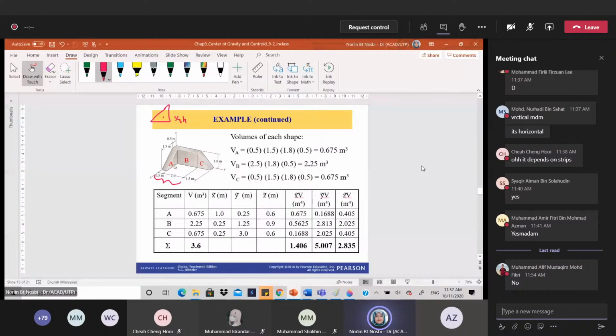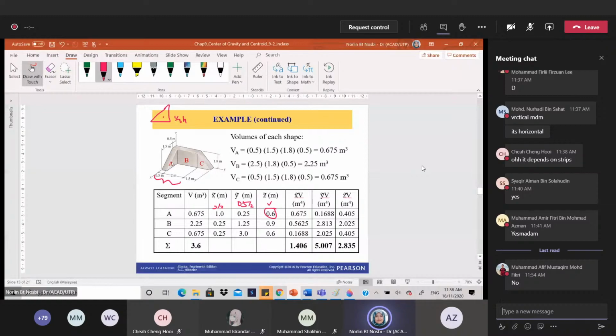Okay. And then how about Y? Y would be half of the 0.5 is 0.25. Okay, it is 0.5 half. Then you will get 0.25. And how about the X? Okay, X is the length is 2, half of the 2. So half 2 is 1. Okay, now you know the center for A.